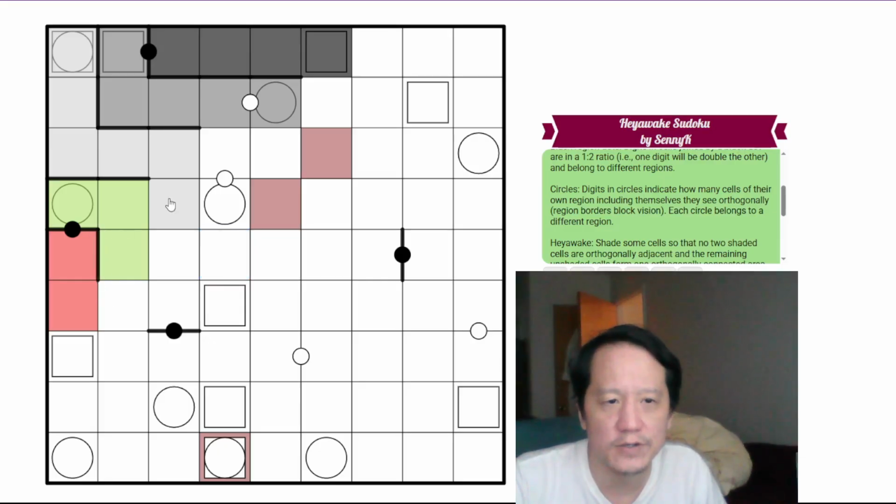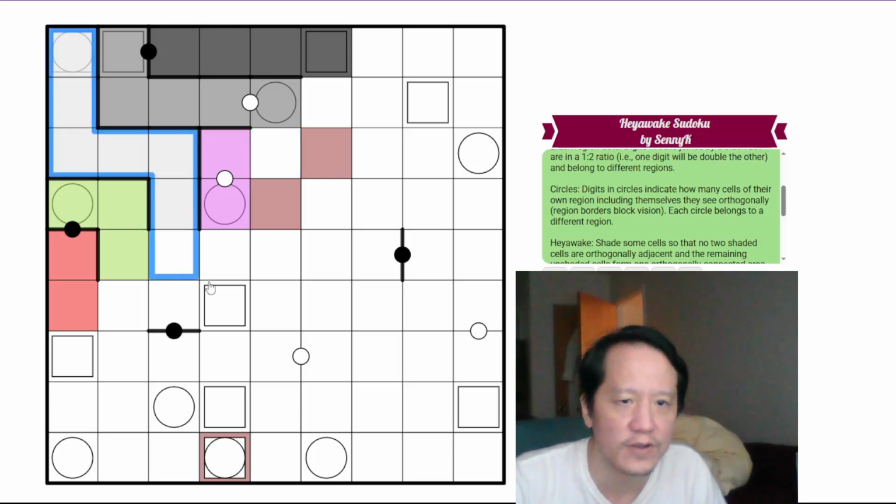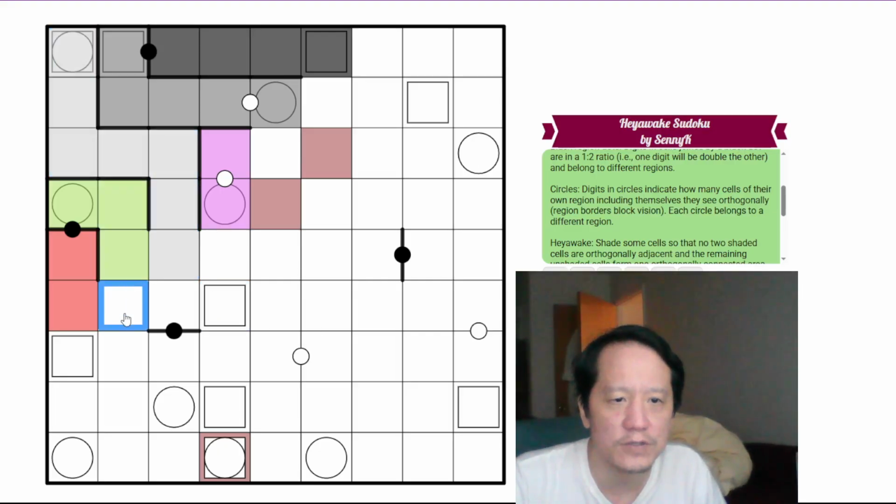So we have boundary, boundary. This is a boundary, guaranteed. This is a boundary because, or not this one. But this one is a boundary here because then this region would have two circles in it. So we're going to make that pink. We have 1, 2, 3, 4, 5, 6, 7 light cells. Green has to go this way. Red has to go this way.